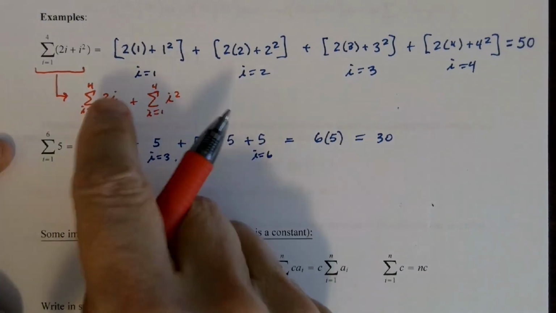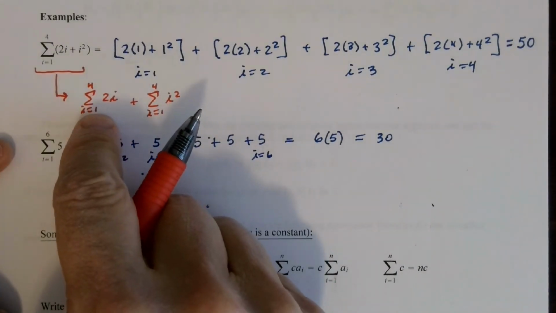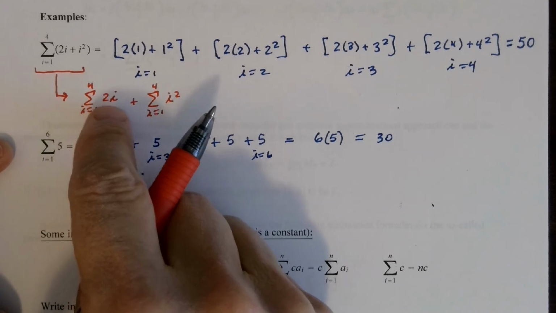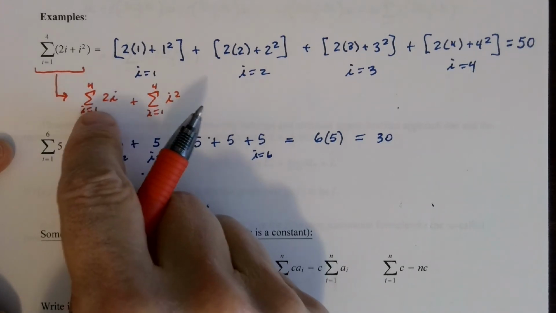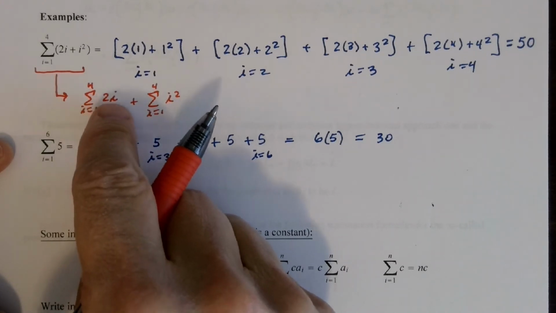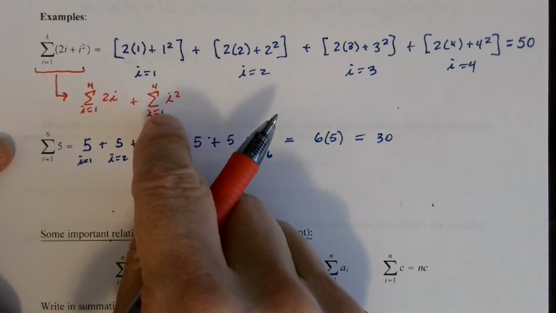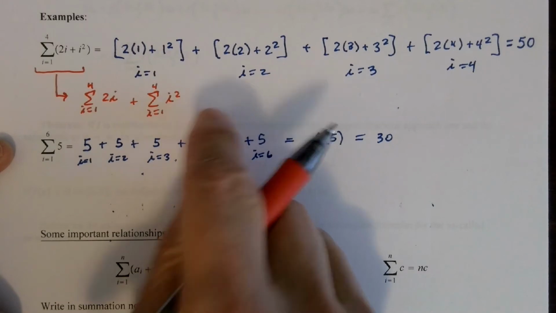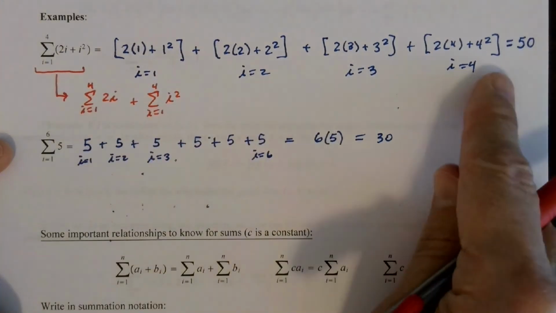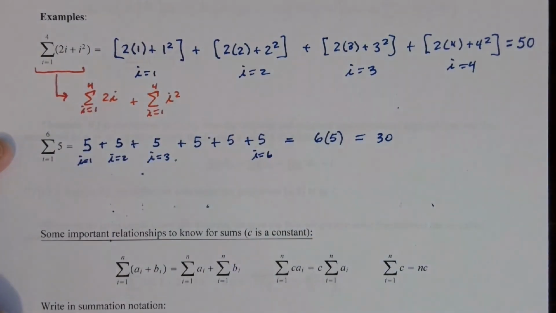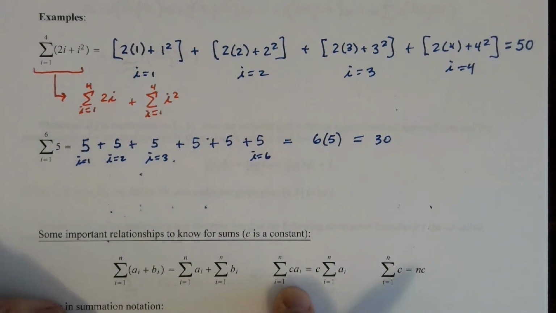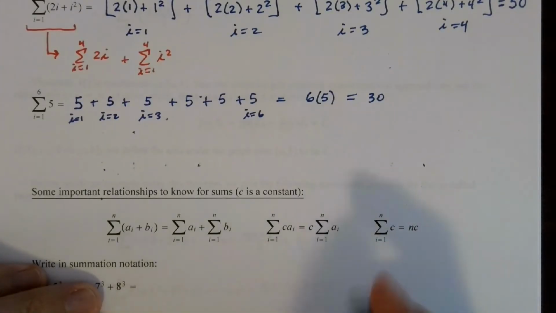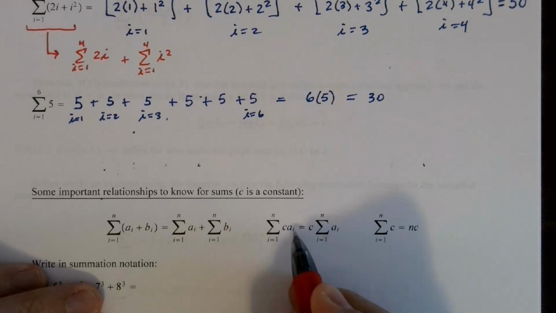I could have done that. And if I had done this one, then what do I have? i equals 1, I get 2. i equals 2, I get 2 times 2 is 4. i equals 3, I get 6. i equals 4, I get 8. Add all those up. And then here I get what? Squares, right? So I get 1 squared plus 2 squared plus 3 squared plus 4 squared. If I add all those quantities up, I'm still going to get 50. Still get 50.